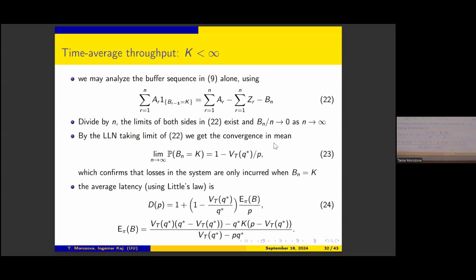And then maybe if we rewrite our recursion, then we can also see that actually the probability of loss is the same as the probability of the buffer being full, which confirms that losses only occur whenever the buffer is full, right? And then when we have a new arrival.